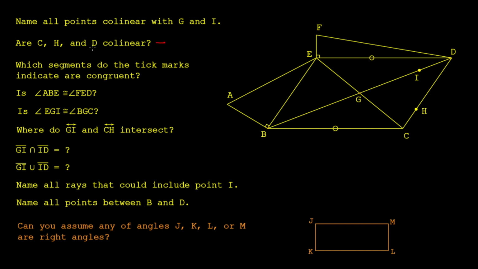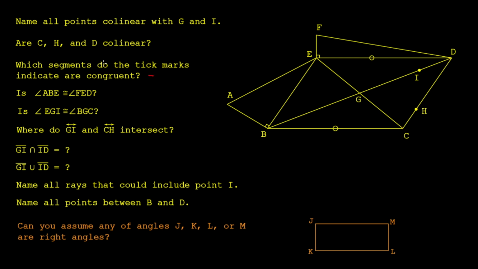Next, are C, H, and D collinear right here? Again, if 3 points appear to be collinear, yes, they are. Also, you could think of this as angle CHD is a straight angle. It is 180 degrees. These are all collinear, and H is between C and D.